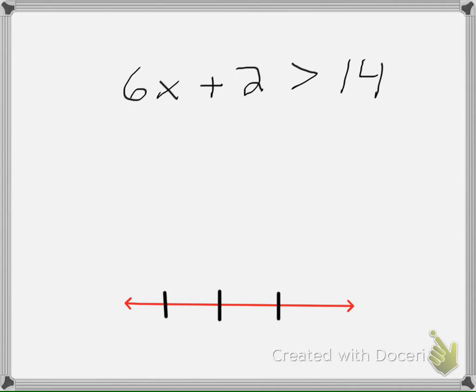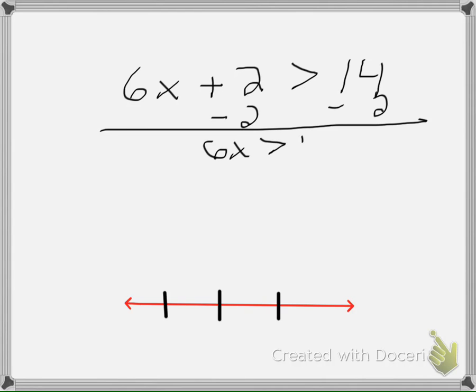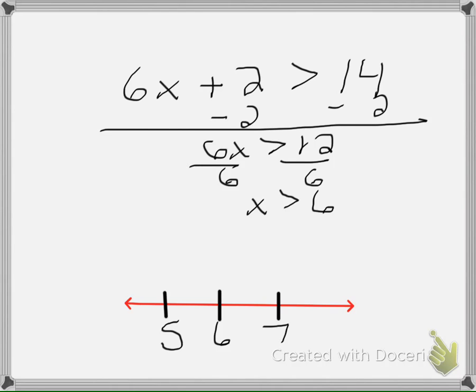Alright, my first thing I have to do is get rid of the 2 on both sides, and that's going to give me 6x is greater than 12. Now I divide by 6 and I divide by 6, x is greater than 6. Okay, so 6, 7, and 5 on my number line. The numbers that are greater than, because the open part is facing the variable, are to the left.